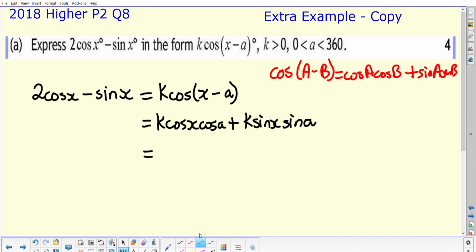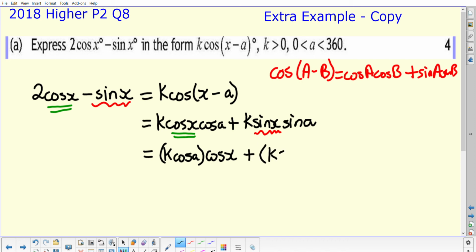Now check in the order that we've got. We've got a cos x term first. Here's my cos x in here. So what's round about that cos x? I've got k cos A, so that's like my multiplier. So k cos A is multiplying my cos x. And then if I check my sin x term, here's my sin x in here, and I've got k sin A multiplying that sin x.